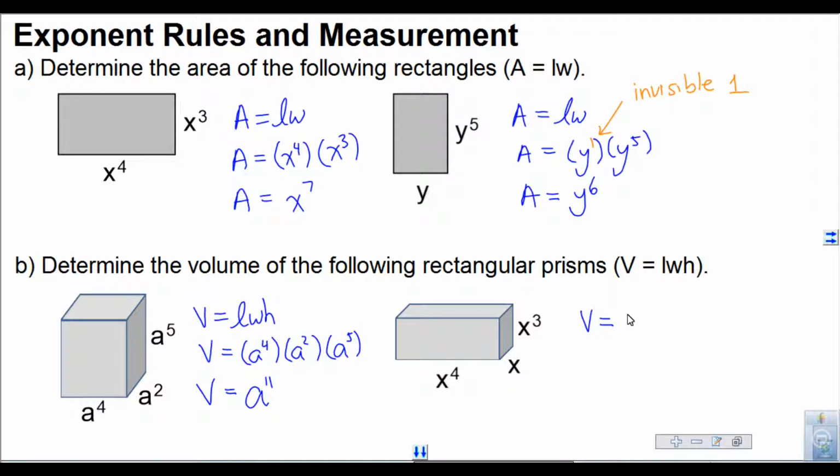If we look at this example here, length times width times height would look like x to the 4 times x times x to the 3. So all we need to do is add the exponents. Now this one has an invisible 1. So this will be x to the power of 4 plus 1 is 5, plus 3 is 8. Okay? So when we're multiplying powers that have the same base, we add the exponents.